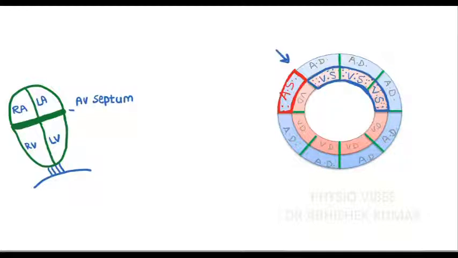For our convenience, we will focus only on one side of the heart. We will concentrate on the events occurring in one side of the heart, though similar events occur on both sides of the heart. So we will see what events are occurring in the left side of the heart for our convenience.